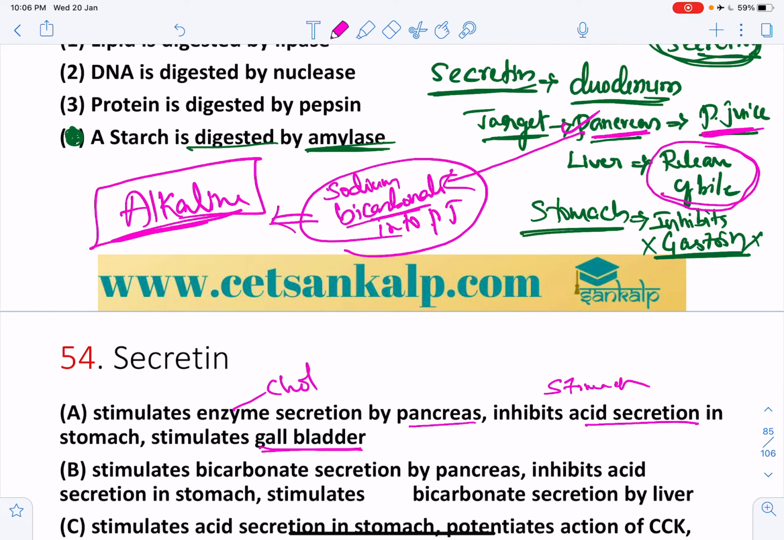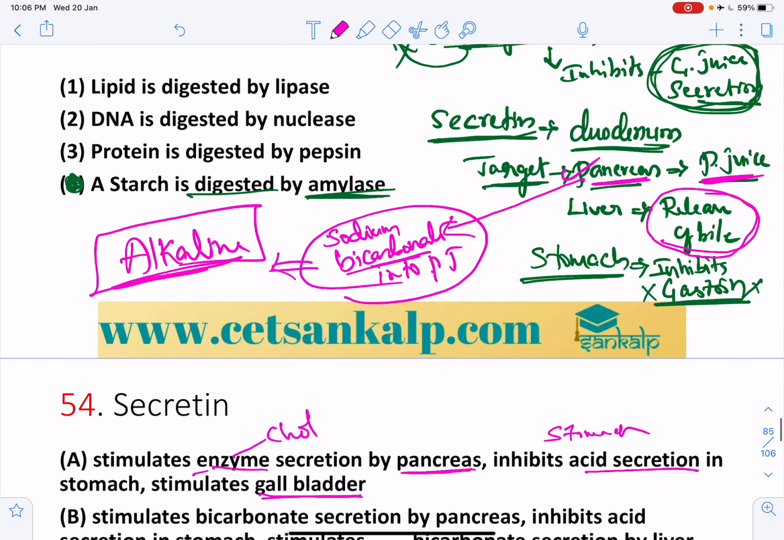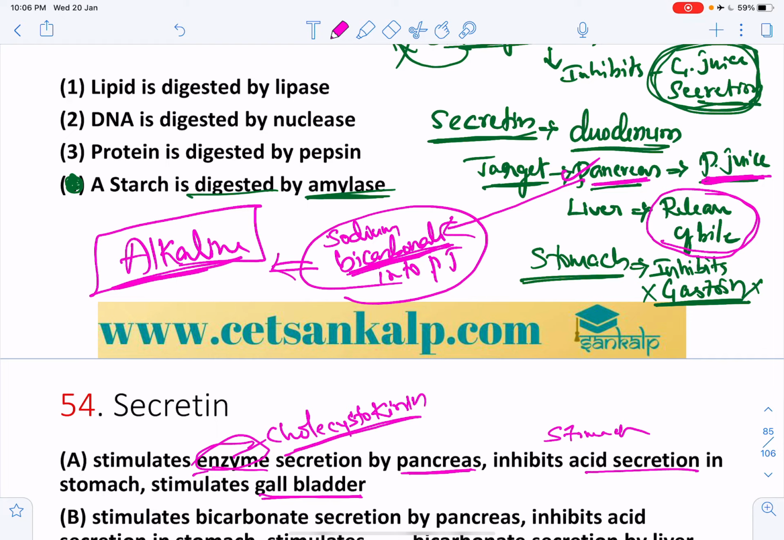See, enzyme secretion by the pancreas is not the role of secretin. Secretin mainly helps in the secretion of sodium bicarbonate into the pancreatic juice, not the enzyme. Enzyme secretion into the pancreatic juice is done by cholecystokinin, which is also a hormone released by the duodenum.